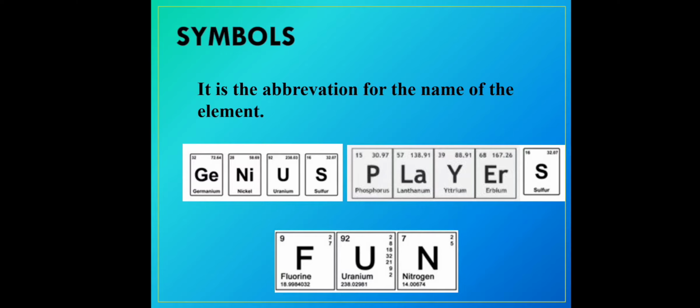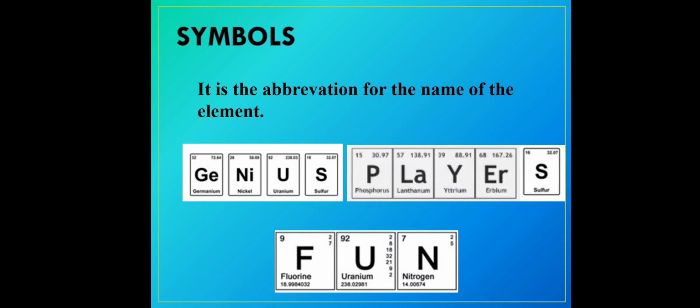It becomes very interesting if we try to use the symbols and make different words. On your screen, you can see I have made 3 words using symbols of elements: genius, players, and fun. So how did we get genius? We got genius when we combined a few elements like germanium, nickel, uranium, and sulfur. If you play with these elements in such a way that you try to make different words from them, it will help you remember the elements and their symbols. So it is good fun to use the symbols and make words with them.